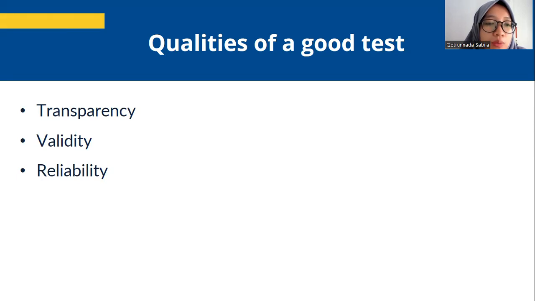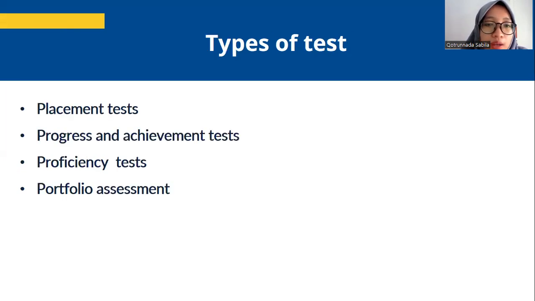And then reliability. Reliability refers to the consistency of the test results. Given the same conditions, a test should always give the same results. And then types of tests. There are several main categories of tests which a teacher and learners of English are likely to come into contact with.